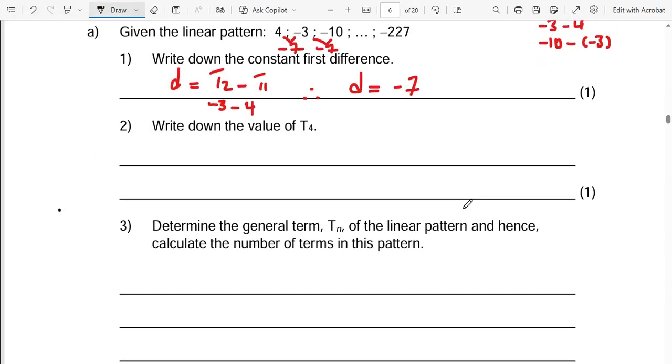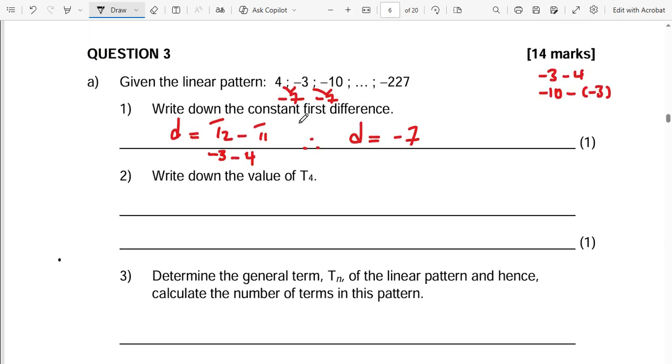Now, write down the value of T4. In order for you to find T4, we need to add the constant difference to this minus 10.